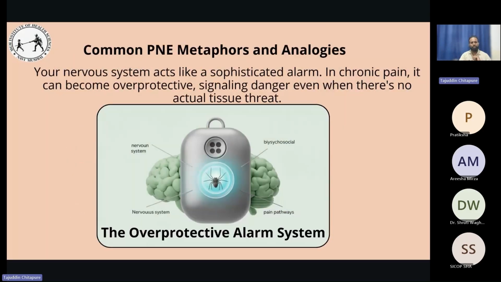These are common metaphors, like the overprotective alarm system. Your nervous system acts like a sophisticated alarm. This you can explain to your patient. In chronic pain, it can become overprotective, signaling danger even when there is no actual tissue threat or only a small threat. This way you can give a better understanding to your patient.